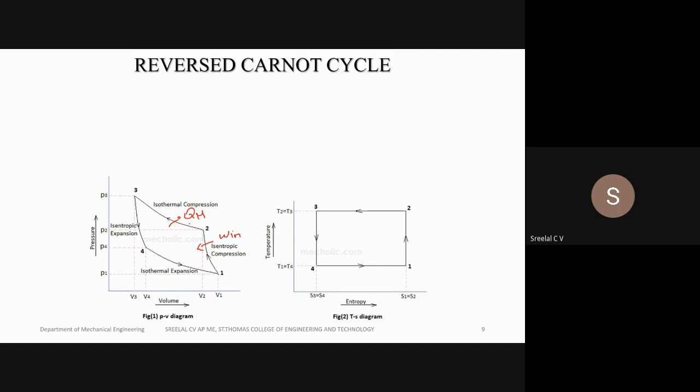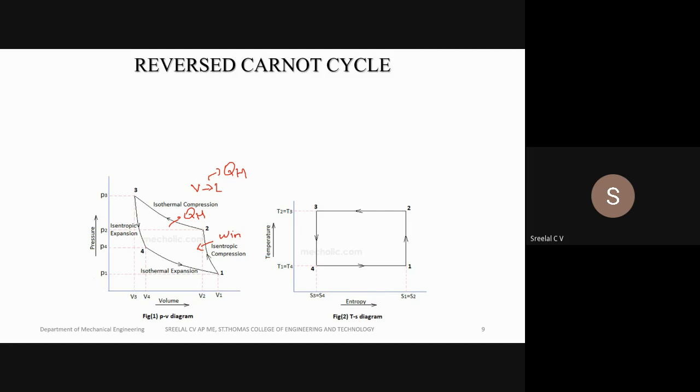From 3 to 4 is expansion. Here the expansion takes place, but there is no significant work for this expansion. Then from 4 to 1, after the expansion, this air is first compressed. Isothermal compression takes place, the vapor is converted into liquid, and as a result heat is rejected. It reaches 3, and 3 to 4 is just expansion, no work is there.